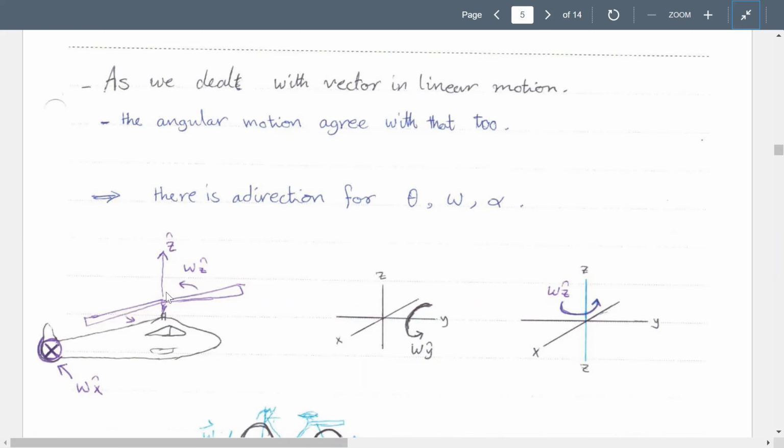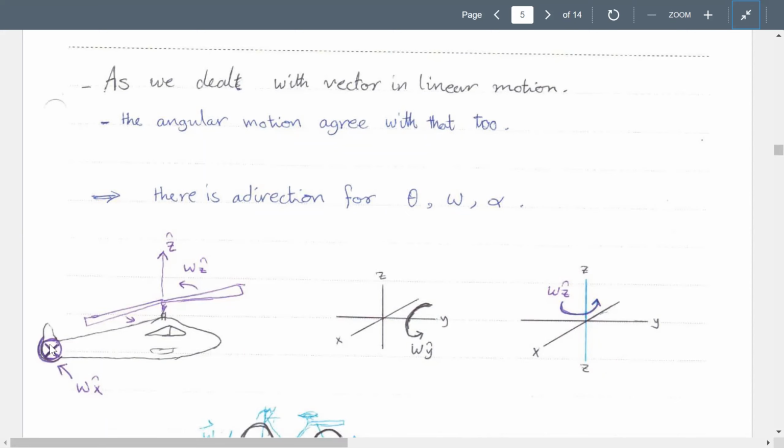Okay? If the rotation is about a certain axis, then we can say that the rotation has a direction, and the direction of that rotation is that axis. So the rotation of omega, because omega is a velocity, it's a speed. So this speed is about the z direction.